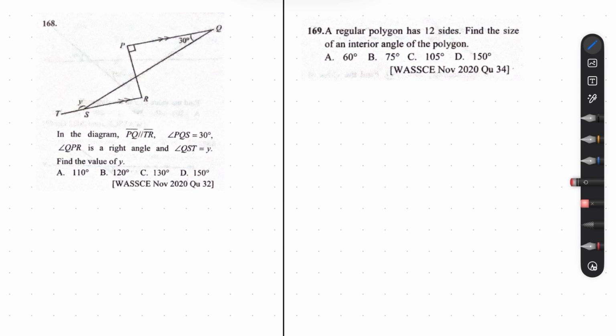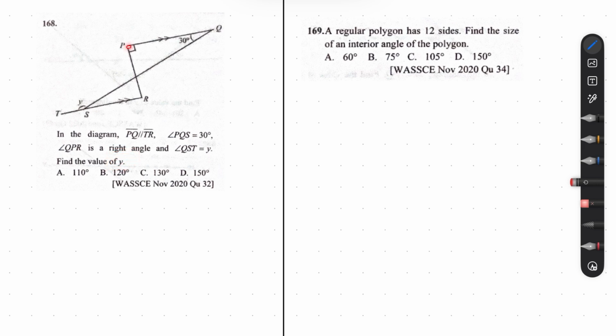Let's move on to question number 168. The question says, in the diagram, PQ is parallel to TR. These two lines are parallel. Angle PQS, this angle here, is 30. Angle QPR is a right angle, and angle QST, this angle, is y. So we need to find the value of y. How do you find the value of y?